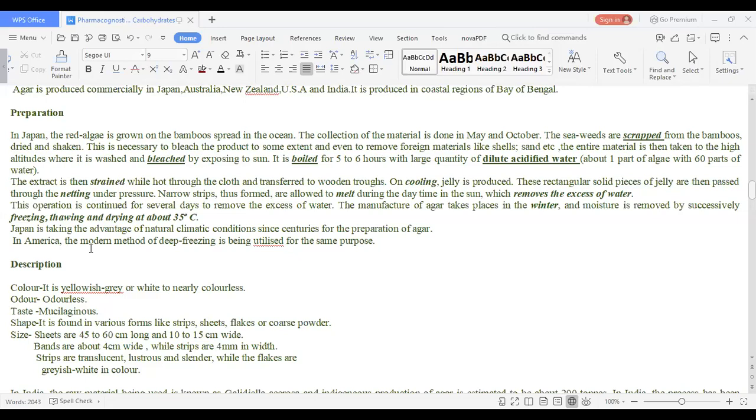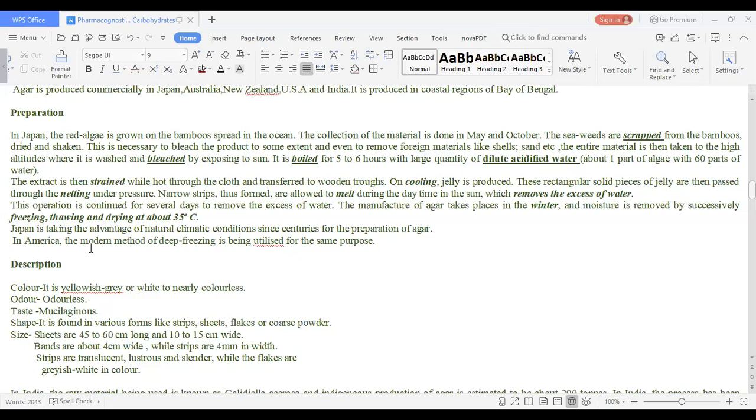Later on, it is boiled for 5 to 6 hours with a large quantity of dilute acidified water. That is about one part of algae with 60 parts of water. Next, the extract is strained, nothing but filtration, while hot through cloth and transferred to a wooden trough, nothing but a container made up of wood. On cooling, jelly is produced.